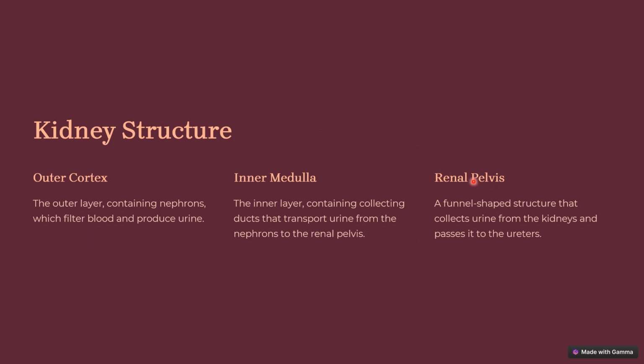Now, what is renal pelvis? So it's a funnel shaped structure which collects the urine from the kidney and passes it to the ureter. Okay, so structure wise we have outer cortex, inner medulla and renal pelvis. In outer cortex we have nephrons. Just imagine all the steps while I'm discussing. Nephron filters the blood, produces urine, it goes to the collecting duct of the inner medulla, and then it is transported from nephron to renal pelvis. And renal pelvis has the funnel shaped structure, collects the urine from the kidney and passes it to the ureter.